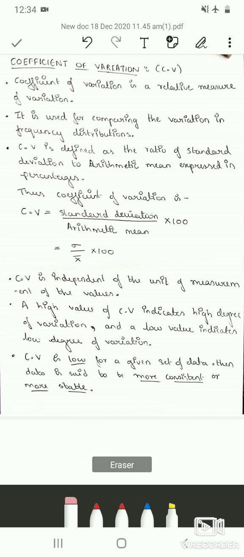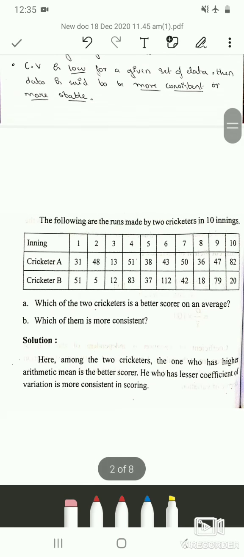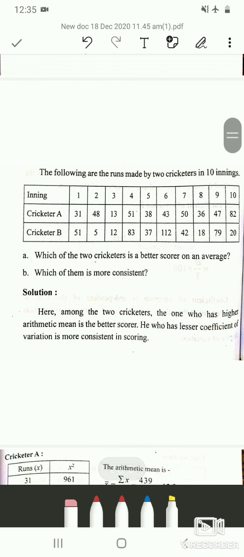So let us see the problems in coefficient of variation. So the first problem is, the following runs are made by two cricketers in 10 innings. So they have given the innings and the runs scored by cricketer A and cricketer B. So the question is, which of the two cricketers is a better scorer on an average? Which of them is more consistent?